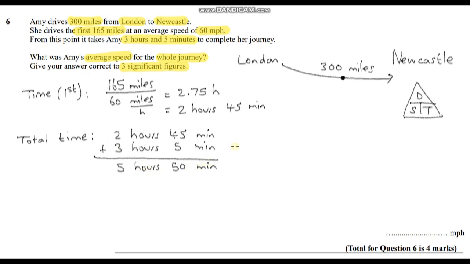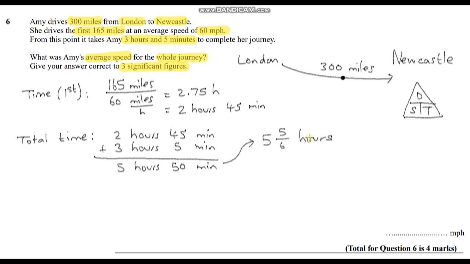But let's put that in terms of just hours, like we had here, where we had 2.75 hours. What is this value just in hours? Well, it's going to be 5 point something. And 50 minutes out of 60 minutes is just 50 out of 60, or we could say 5/6. So let's say 5 and 5/6 of an hour. Hopefully you can see that. It's 5 hours plus 50 minutes out of 60. So 50 out of 60 is the same as 5/6. That's 5 and 5/6 hours.